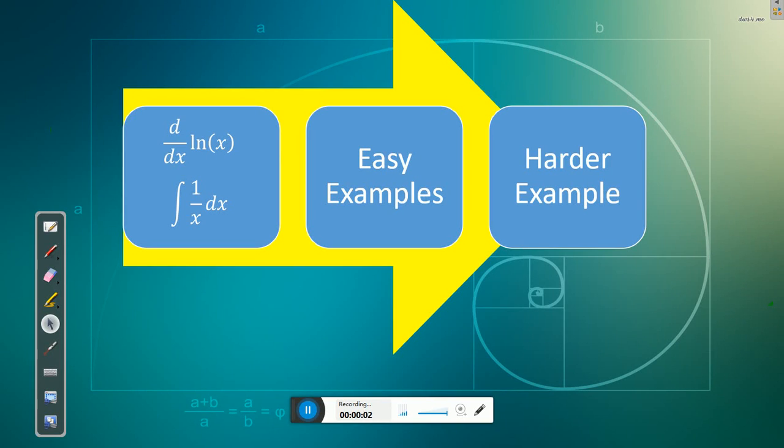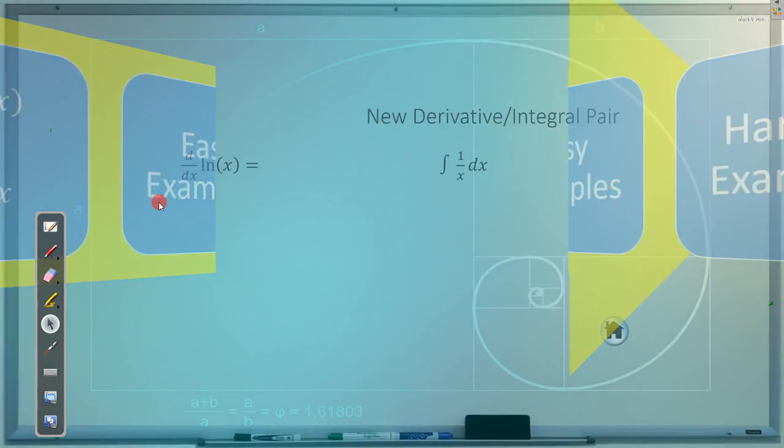Hello and welcome to Calculus Tutorial again. We are entering into a time here where we're going to learn some new derivative and integral pairs. There are a few more functions that we need to memorize, what their derivative and what their integral is. So let's take a look at this pair here.